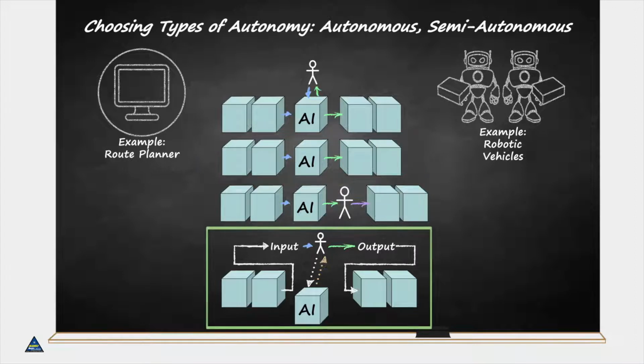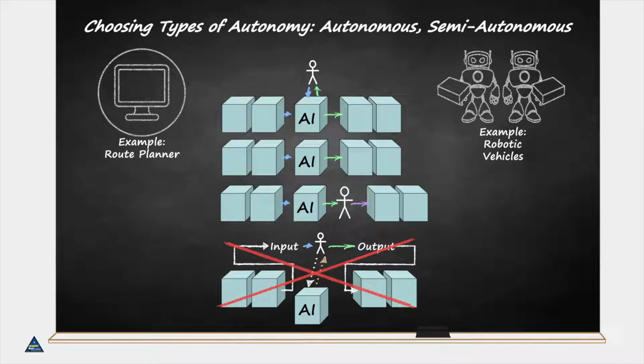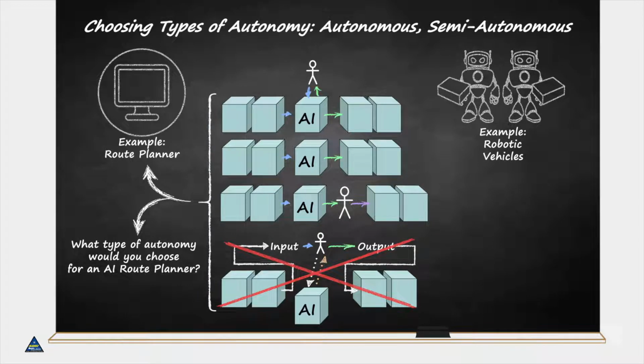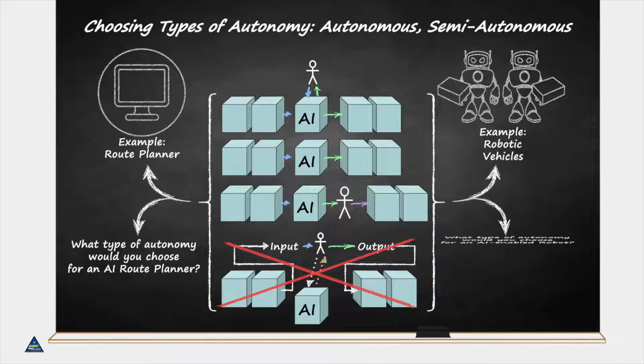What about the one on the bottom? Well, the one on the bottom really doesn't have AI participating directly in the system. And therefore, it would neither be autonomous or semi-autonomous. So with these examples, what type of autonomy would you choose for an AI route planner? Would it be autonomous, semi-autonomous? How about for a robotic vehicle? Would you want that to be fully on its own without any intervention from a human? Would you want the human in the loop, on the loop? What would you choose? We'll show you what our answers are, and from these solutions, from these examples, actually develop the 14 level of rigor tasks.